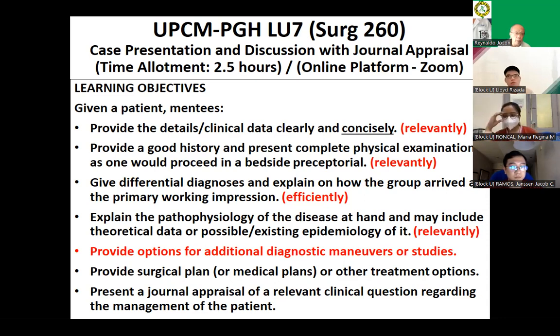The next one will be provide surgical plan, or if the patient does not need a surgery, then you would provide a medical plan or other treatment options. And then, of course, the last part of our activity will be the journal appraisal of a relevant clinical question regarding the management of the patient. So everything's clear? Can you raise your hands? Clear. Okay, clear.